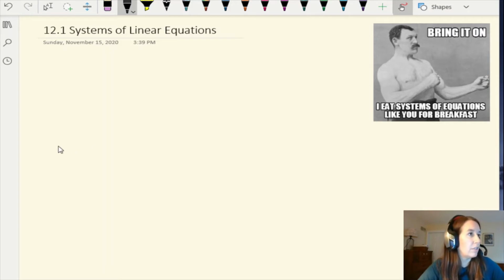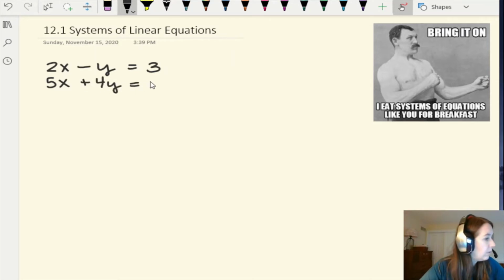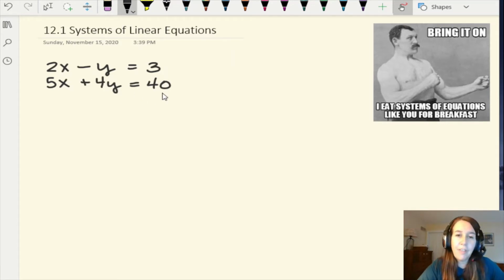So first, let's look at this. 2x minus y equals 3, and 5x plus 4y equals 40. Okay, so we have two equations and our unknowns are x and y. And so our final answer, we're hoping to find what x equals as well as what y equals. All right, so the first method that we're going to look at is substitution.